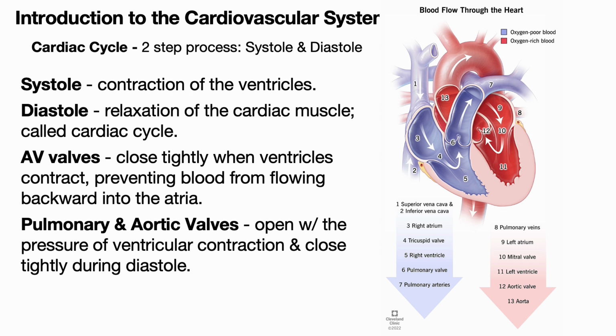So our cardiac cycle has a 2-step process, the systole and the diastole. Systole is the contraction of the ventricles, which produces the first heart sound, from the closing of the mitral valve, which is composed of two leaflets, and the tricuspid valve closing, which is composed of three leaflets. That is why we call it tricuspid.